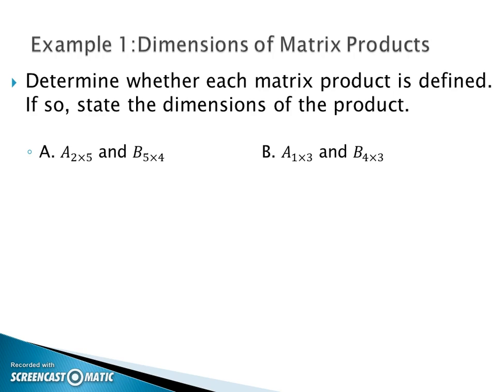When you multiply two matrices, the resulting matrix has the outer dimensions, so the rows of A and the columns of B. So here in this first one, we're going to determine whether each matrix product is defined and state the dimensions of the product. The first one, the inner dimensions are equal, so the matrix product is defined. The dimensions of the product are the outer dimensions, which are 2 by 4. The second one, the inner dimensions are not equal, so the matrix product is not defined.